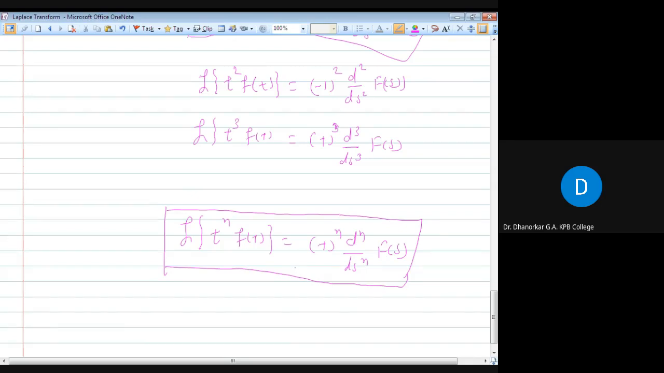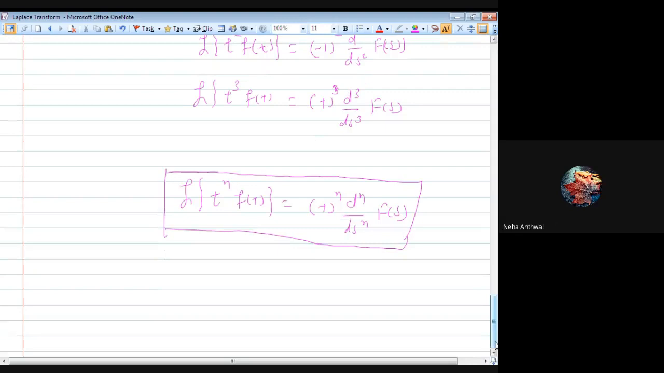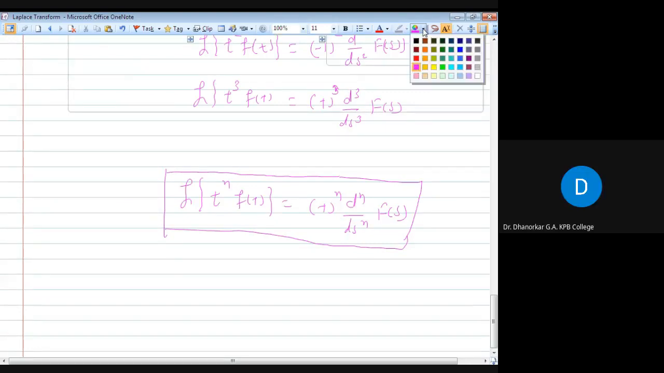Anybody having doubt for this property? No, sir. Now we'll go towards the next property and try to find it out.